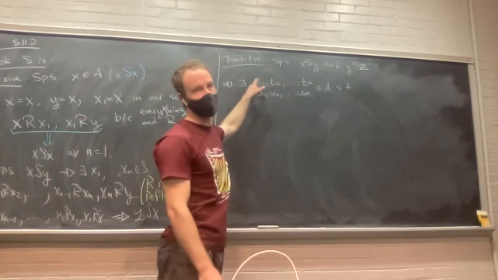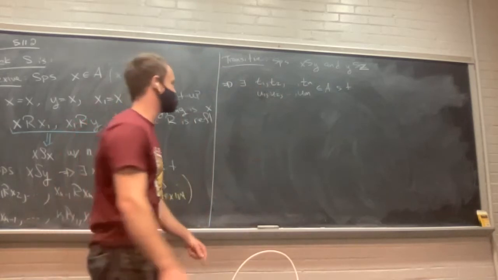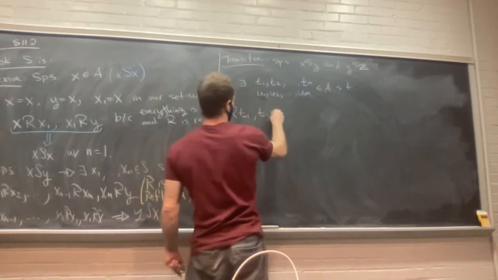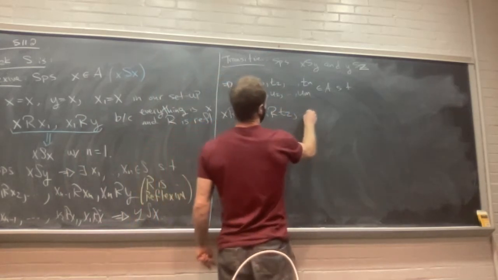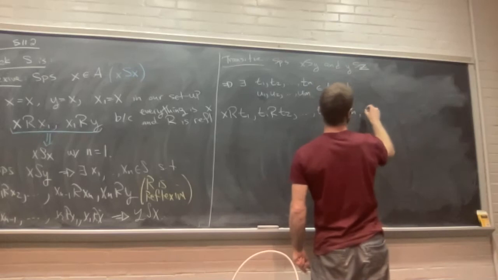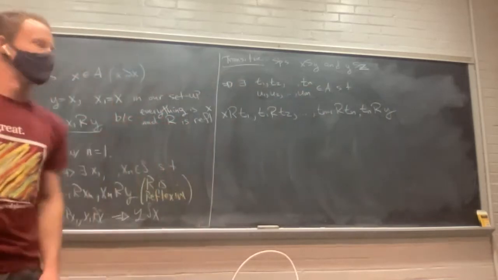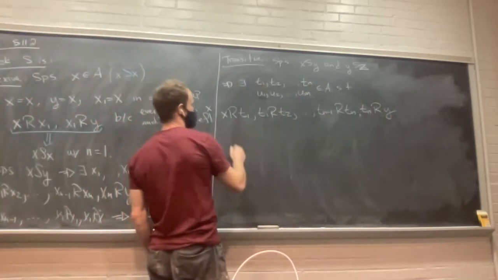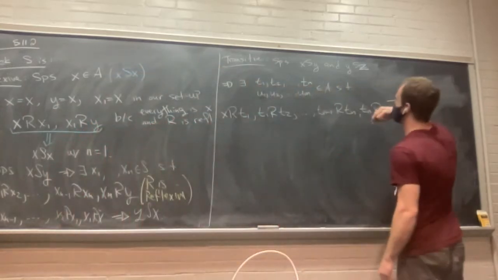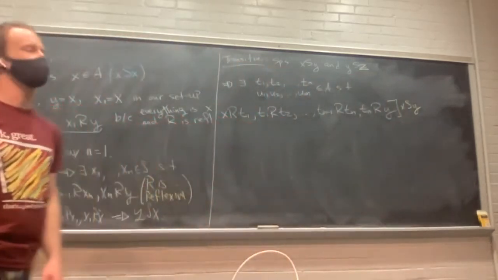So we've got a path of R relations from X to Y and a path of R relations from Y to Z. So we've got X is R related to T1, T1 is R related to T2, all the way up to Tn minus 1 is R related to Tn, and then finally Tn is R related to Y. So this right here is the equivalent statement of X S Y.